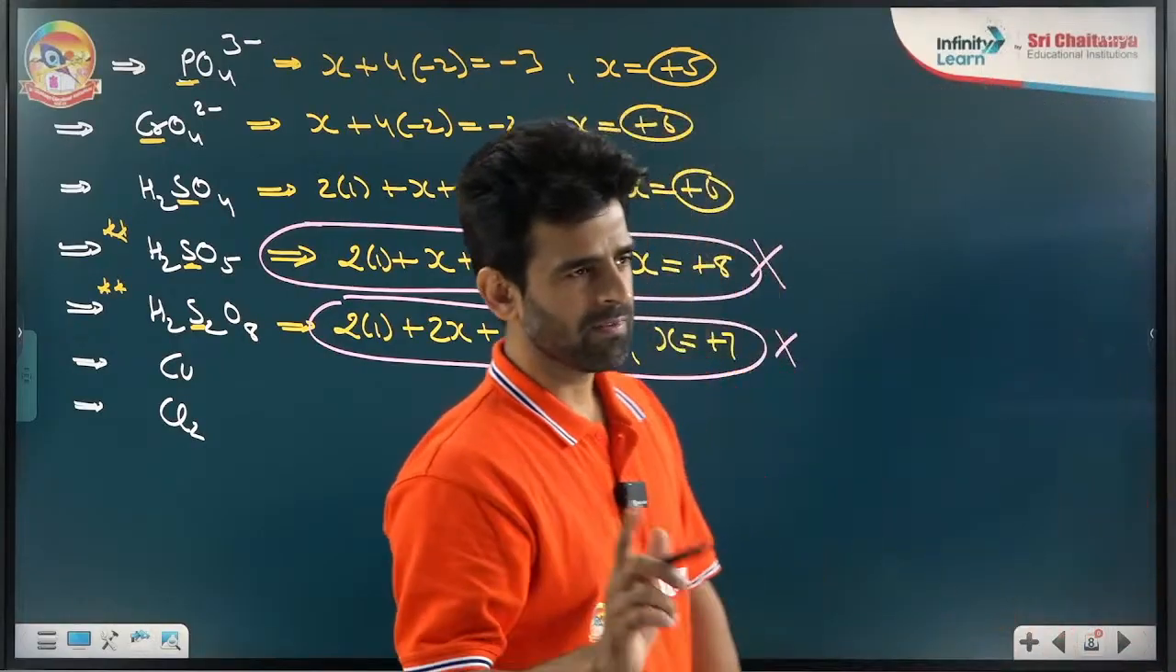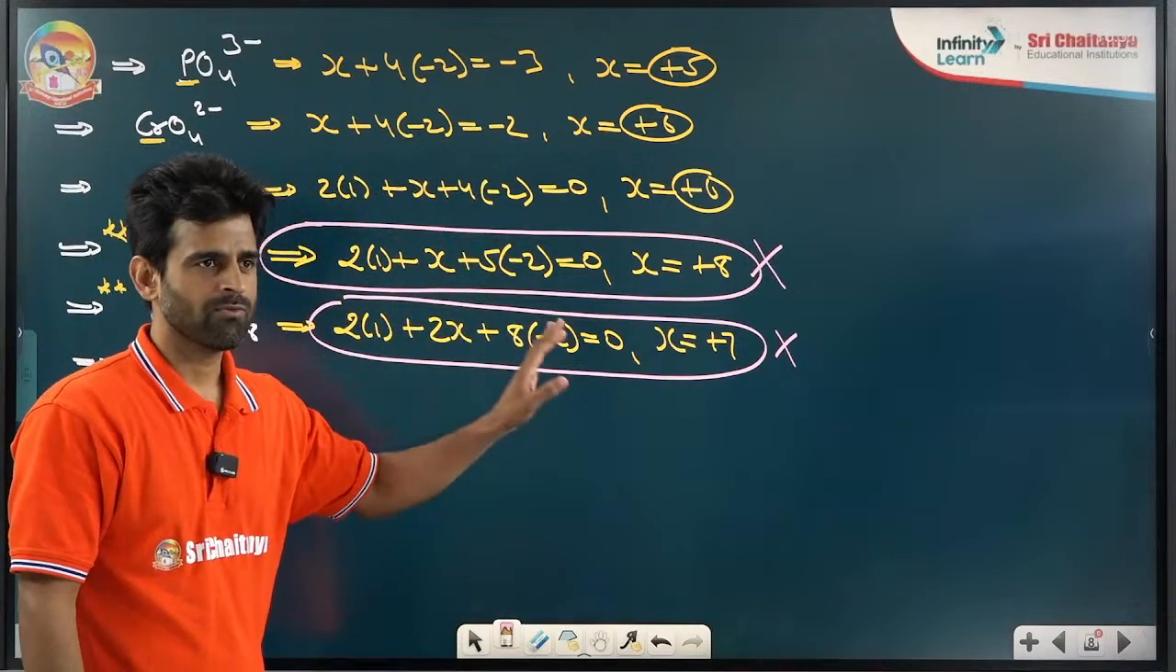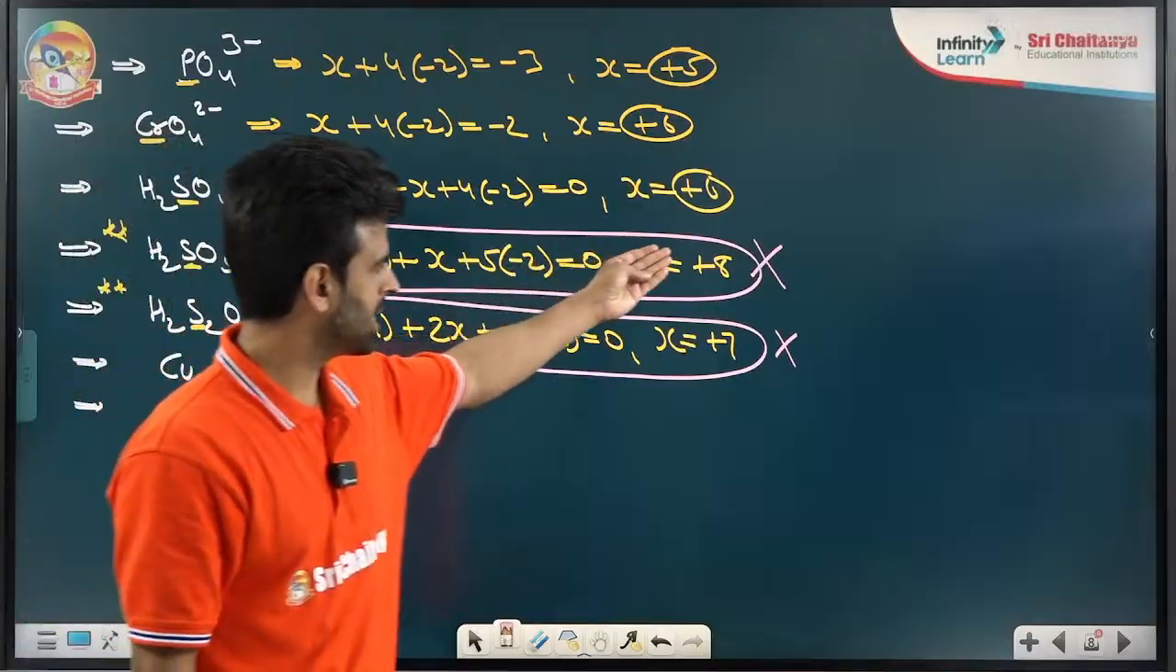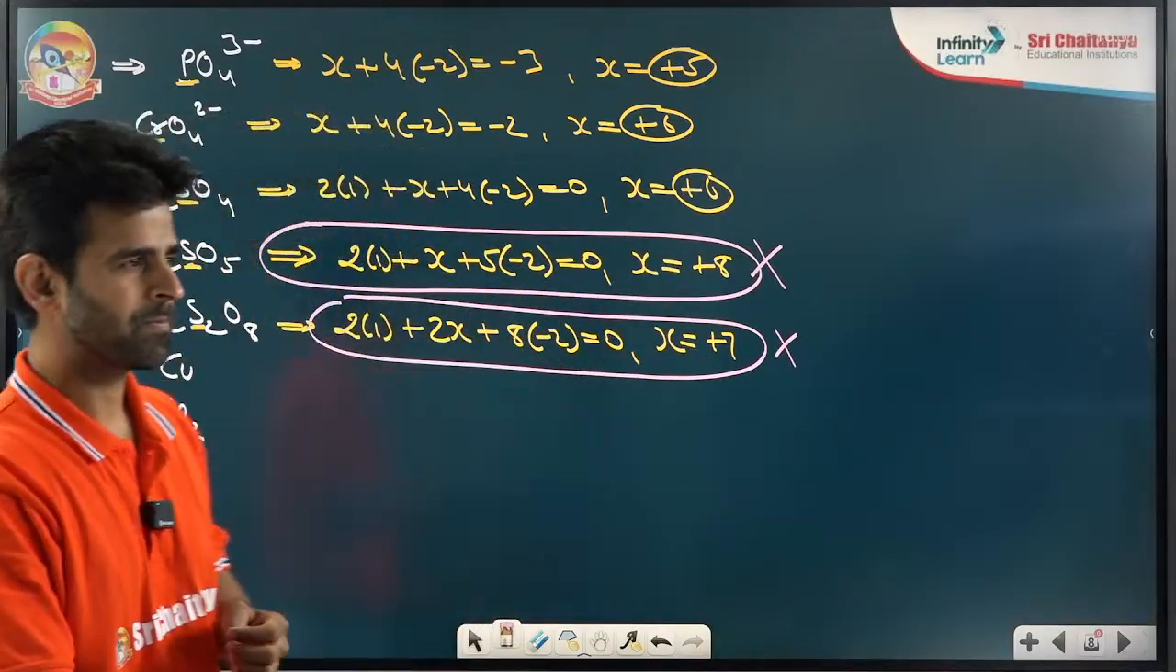Why, we'll discuss, don't worry. The formula is giving this only. The formula is giving you +8 here, +7 here. But why these are wrong, we'll discuss it, don't worry.